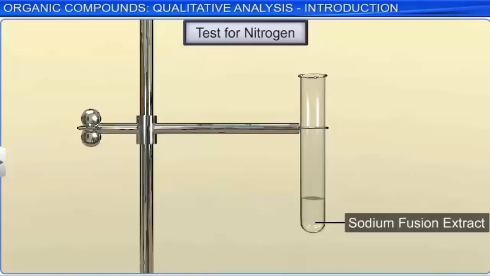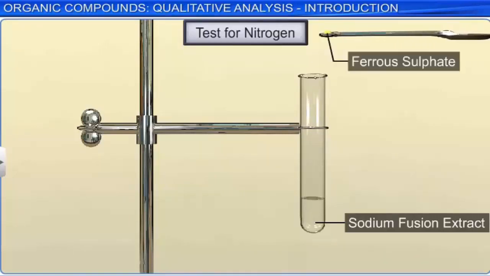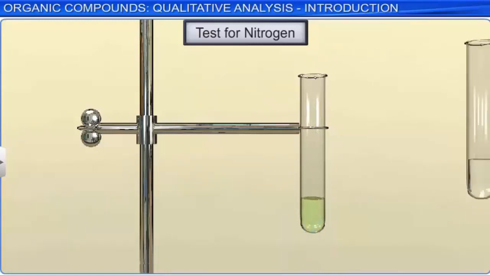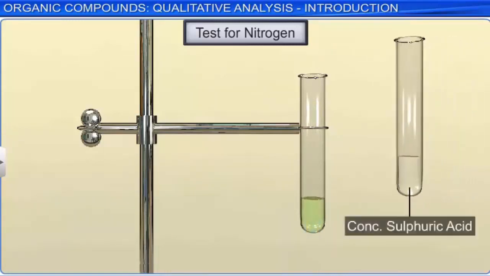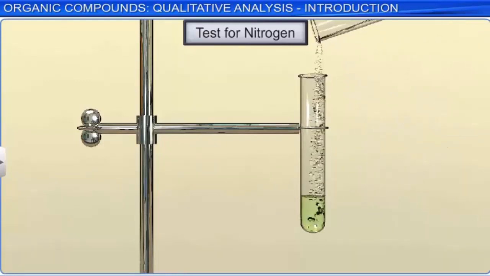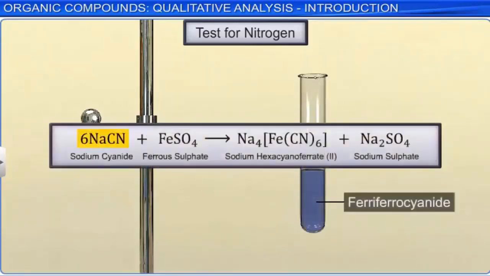Now, for the detection of nitrogen, a small amount of sodium fusion extract is boiled with a pinch of solid ferrous sulfate and then acidified with concentrated sulfuric acid. The sodium cyanide reacts with ferrous sulfate to form sodium hexacyanoferrate 2.